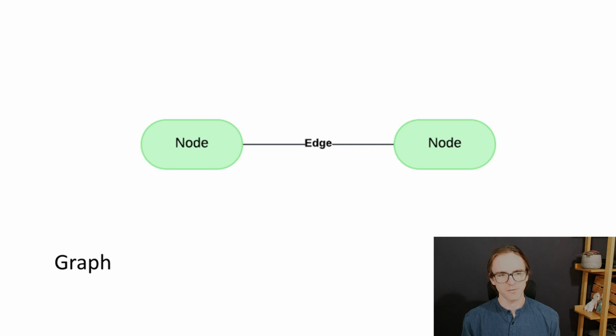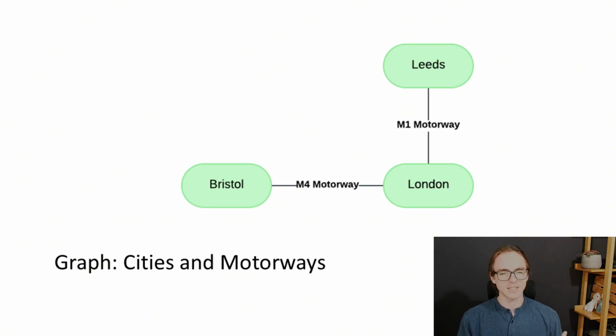Your basic kind of graph is this. You've got nodes and edges. Your nodes typically represent objects or things, or entities, and your edges represent relationships between them. This doesn't have to be a flow, it could just be a relationship. So in this example, there are cities on the nodes and motorways on the relationships.